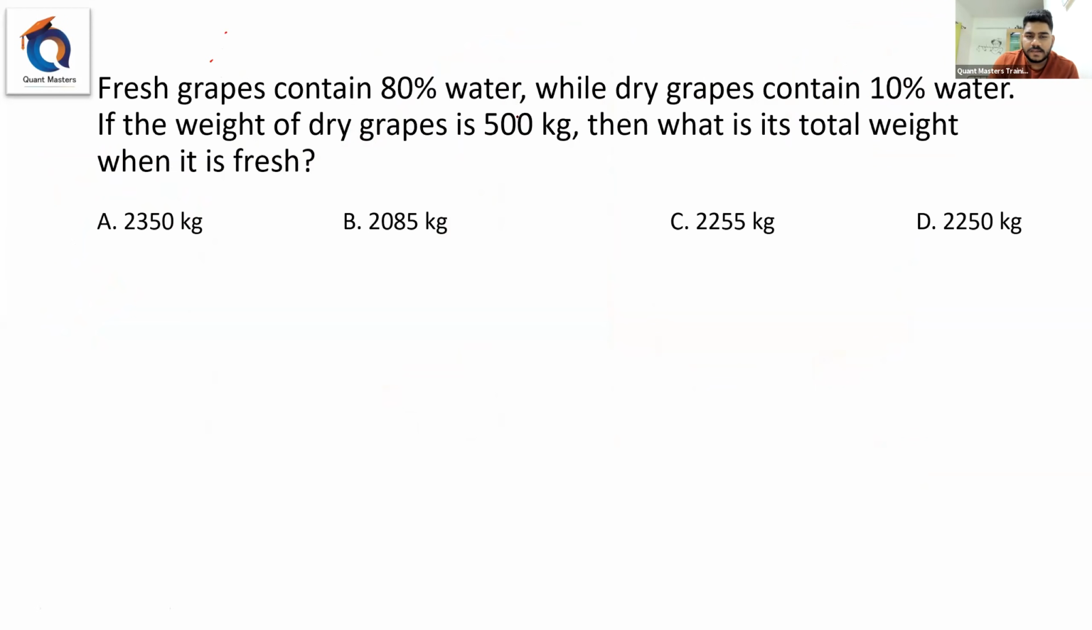Fresh grape contains 80% water, okay, while dry grape contains 10% water. If the weight of dry grapes is 500 kg, then what is the total weight of fresh grape? Now, very simple, I have to apply this concept. Weight, pulp content, okay? So, pulp in dry grape will be equal to pulp in fresh grape.